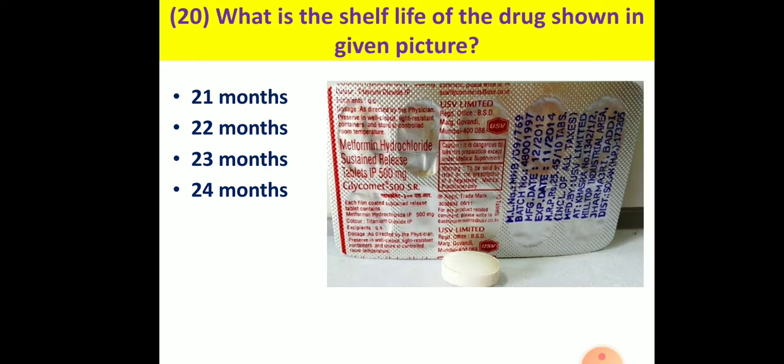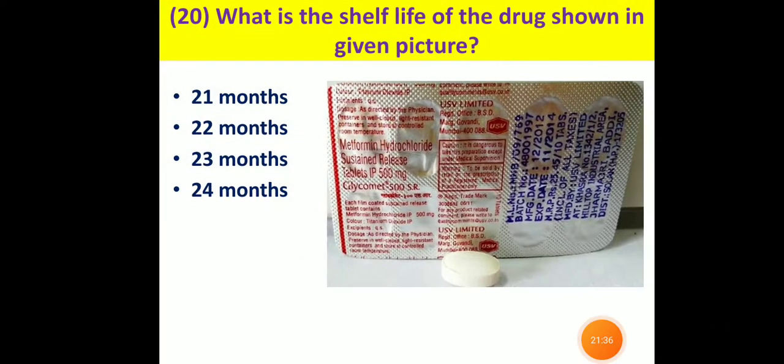Yes, what is the shelf life of the drug shown in the given picture? If you look at the picture carefully, for the shelf life of the drug, you have to start with the manufacturing date. Okay, so it is from November, and you have to calculate up to the expiry date. So if you calculate from November till next November, it is 2 years, so 24 months.